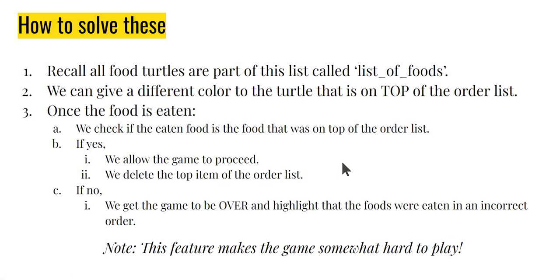So what does that mean? The top item on the list is the next to be eaten. If I delete the present one, then it's the next one that has to be eaten. And again, the same check will hold. If no, then we tell the user that the game is getting over, with a message that, look, you ate these in wrong order.